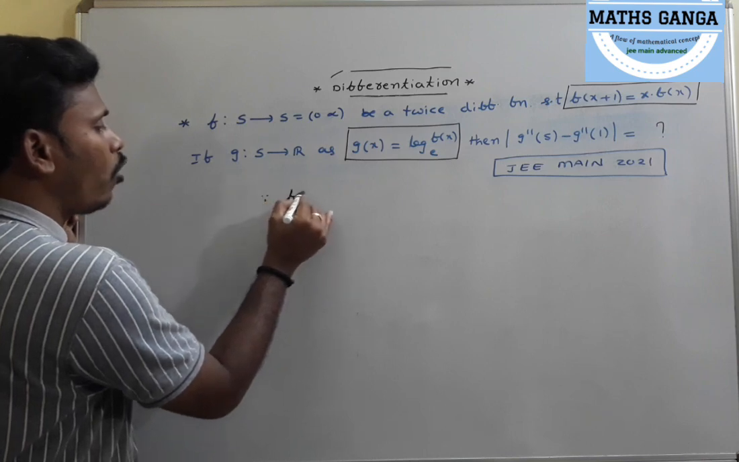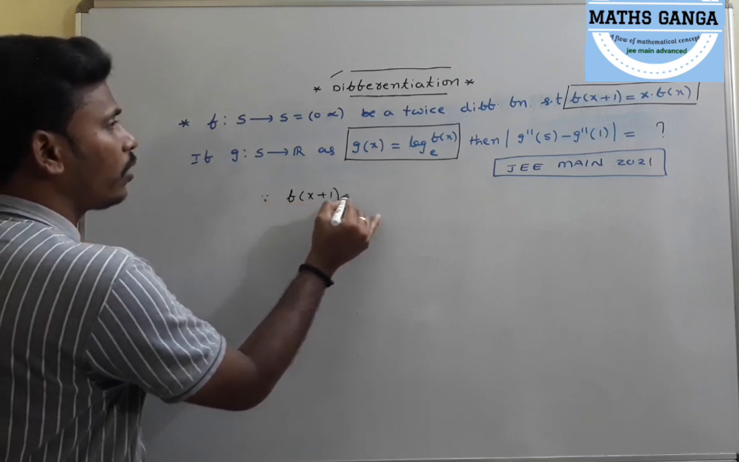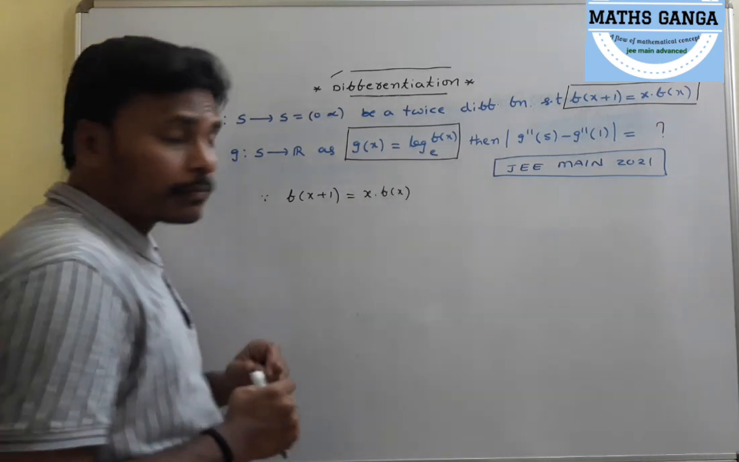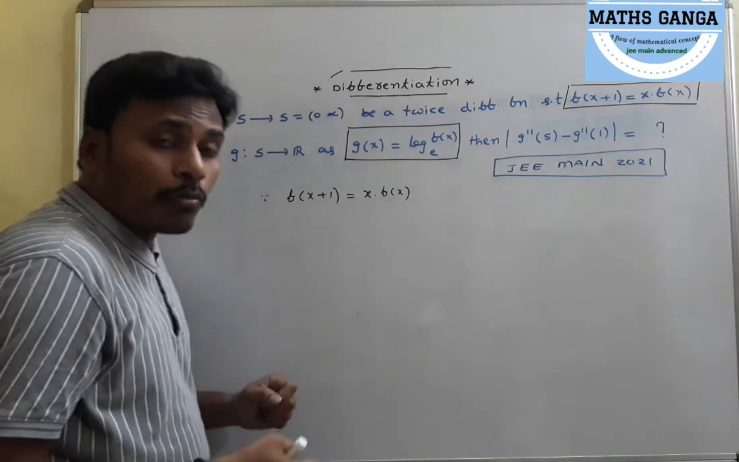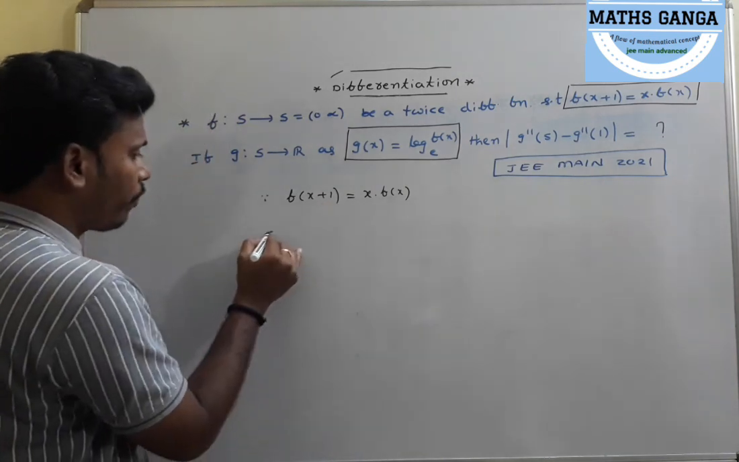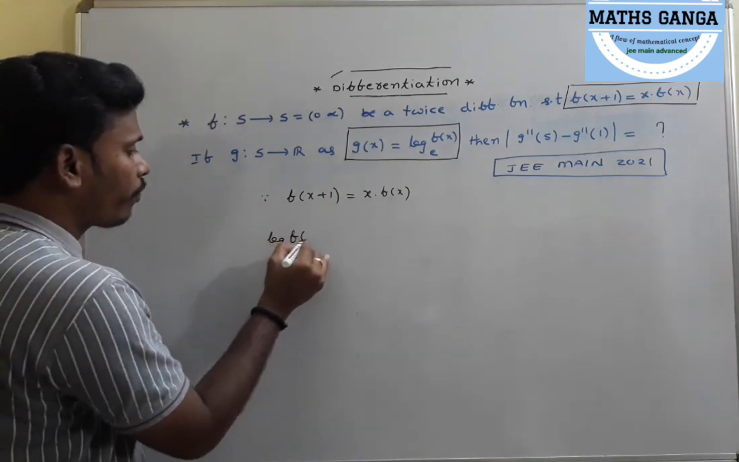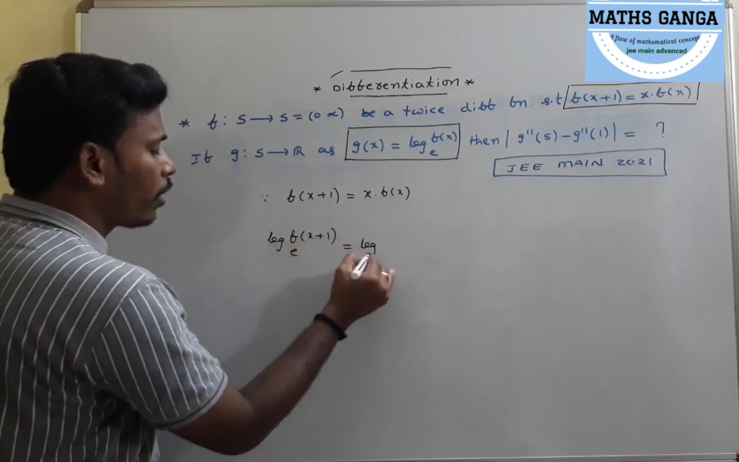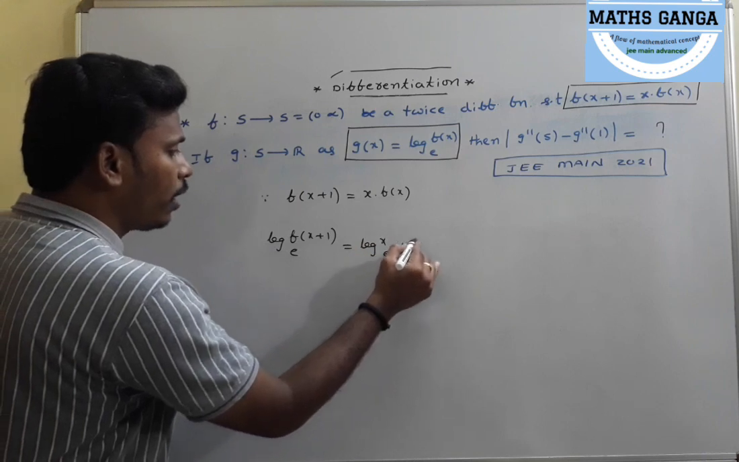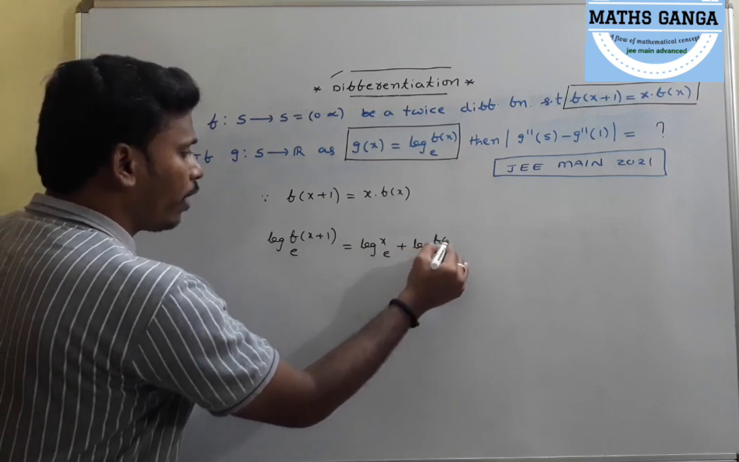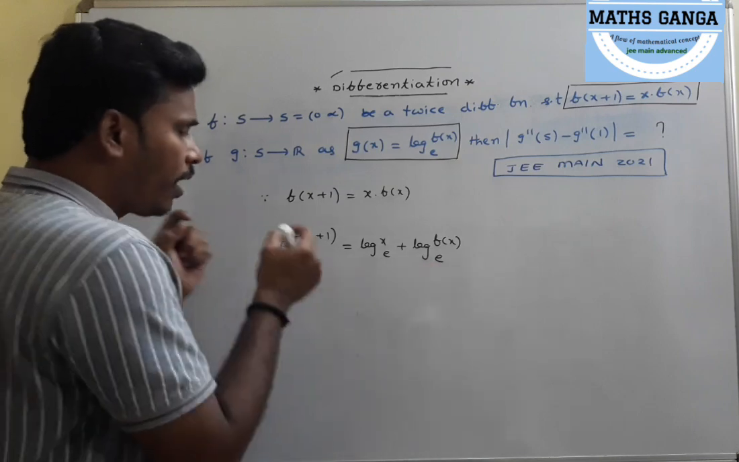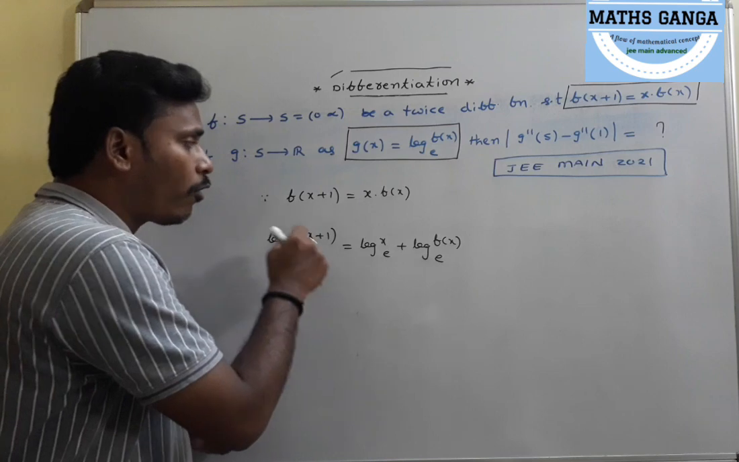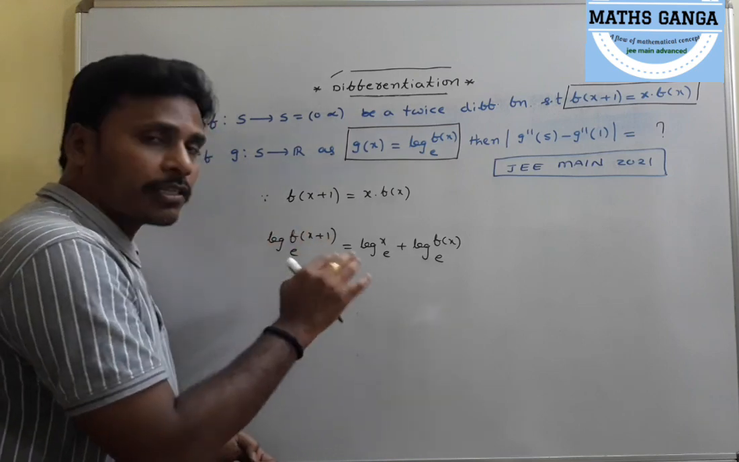Okay, right. Look at the problem. Since f(x+1) = x f(x) is given, and g(x) is logarithm of f(x), you apply logarithm everywhere. Then it becomes logarithm of f(x+1) to the base e is equal to log x to the base e plus logarithm of f(x) to the base e. Just apply log: log f(x+1) = log x + log f(x).